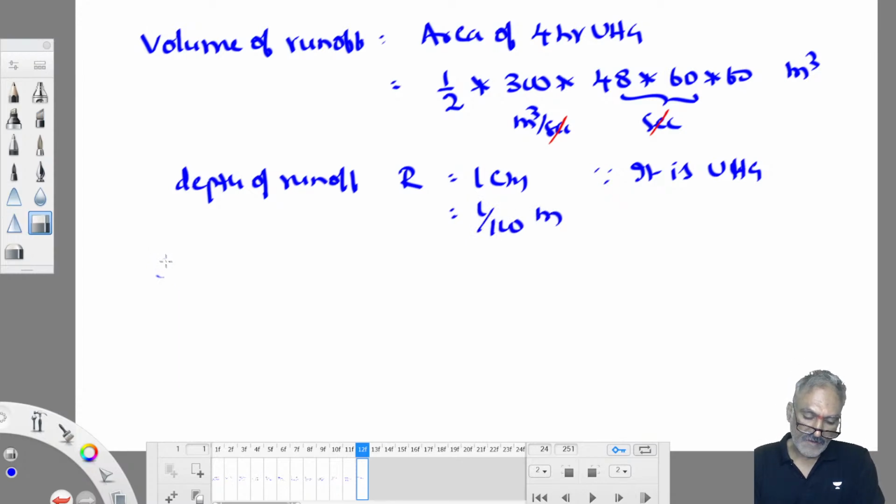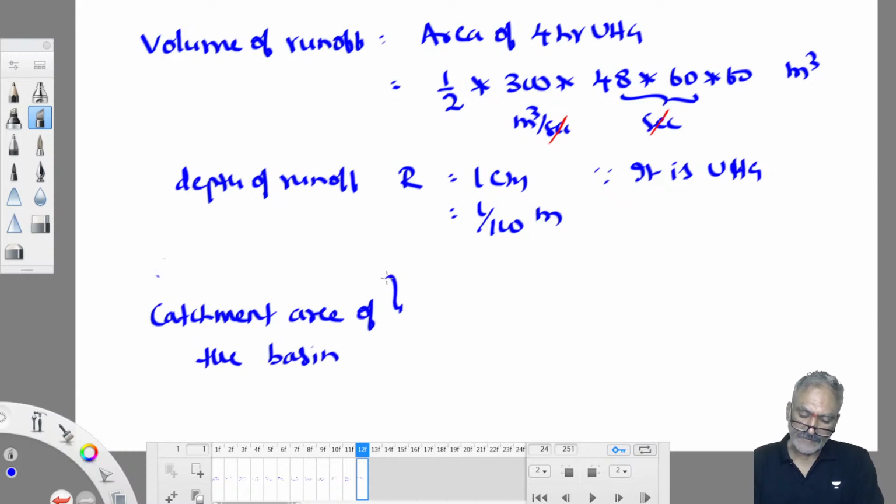Therefore the catchment area, or area of the basin, basin means catchment only, is equal to volume of runoff by depth of runoff.